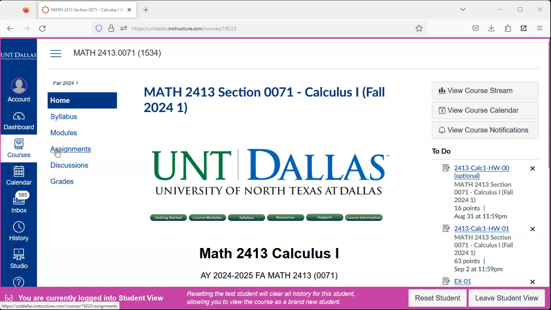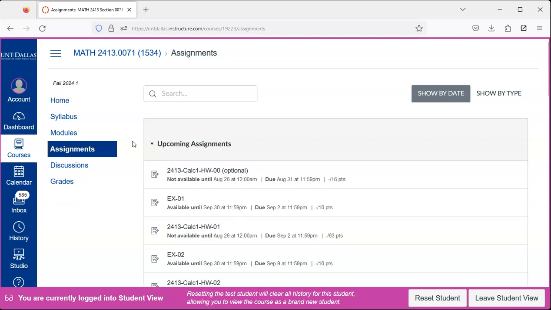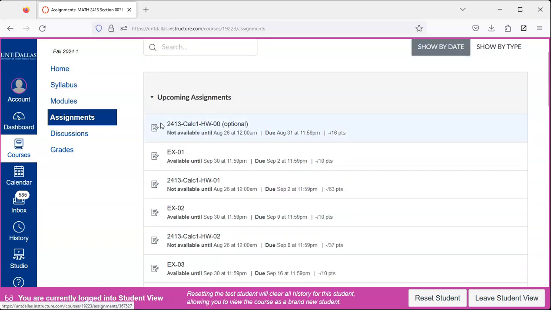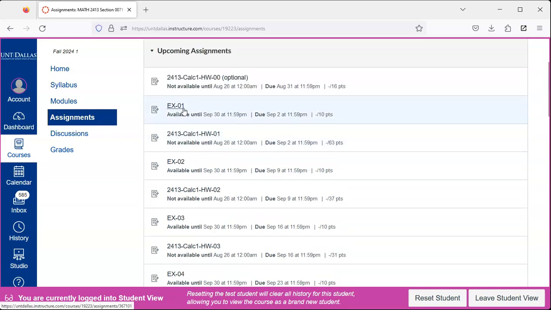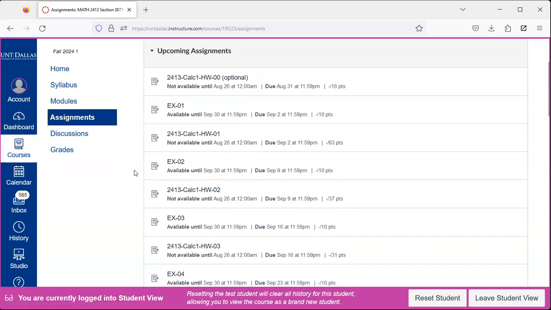Now let's go to assignments. How to do Canvas assignments? Okay, we have all these assignments. 2413 Calc 1 Homework 00 and then exercise 1 and Calc 1. It's a little bit hard to tell, but these numbers and all those are actual Cengage assignments, not my MATLAB, WebAssign homeworks. These are computer drills. I'll talk about those in a separate video. For now, let me show you these exercises.